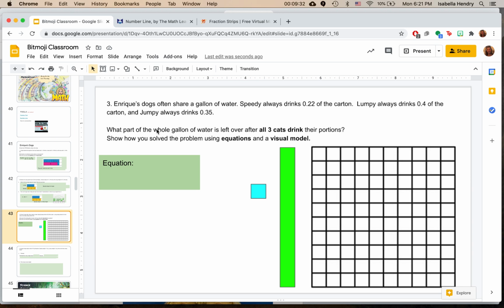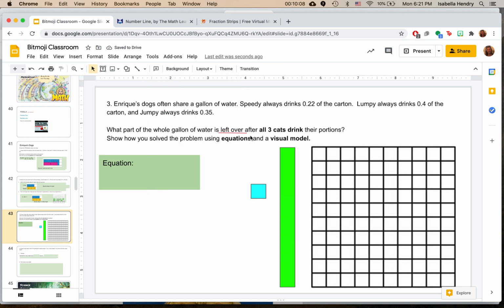The next one's about decimals. So it says, Enrique's dogs often share a gallon of water. Speedy always drinks 0, 2/10, and 2/100 of the carton. Lumpy always drinks 0 and 4/10 of the carton. And Jumpy always drinks 3/10 and 5/100 of the carton. So my question here is, what part of the whole gallon of water is left over? And I'm going to underline that because I think that's important. What part of the whole gallon of water is left over after all 3?